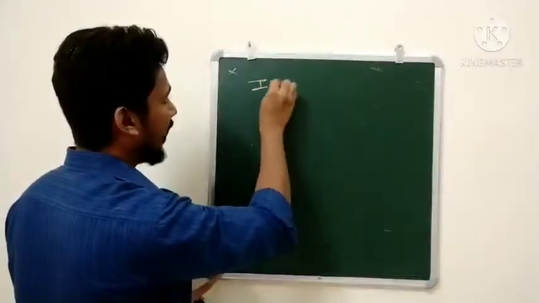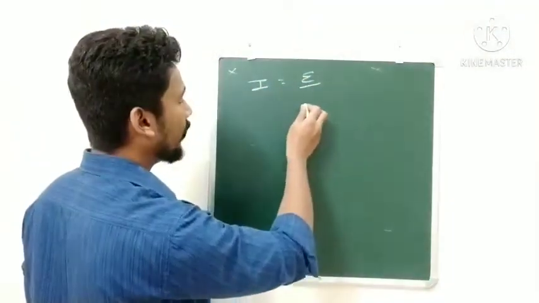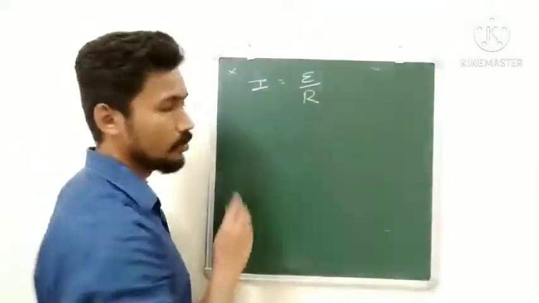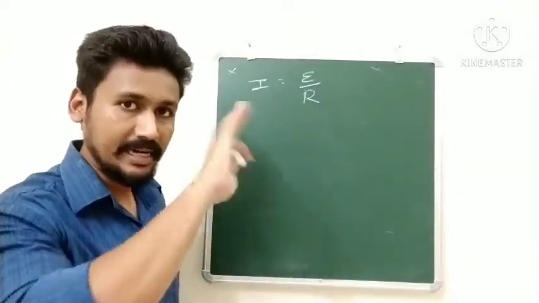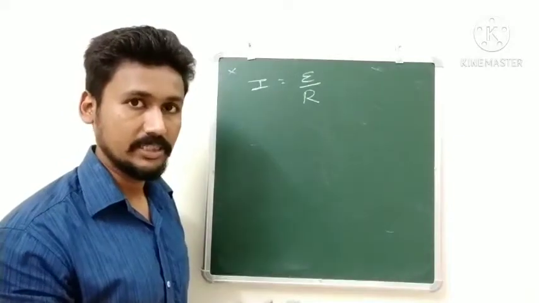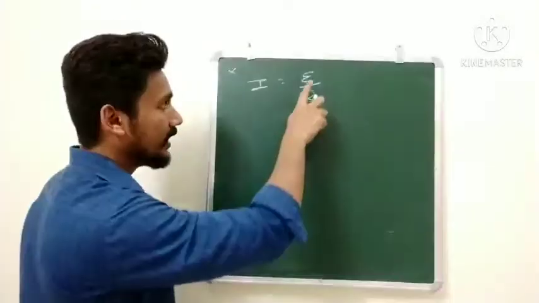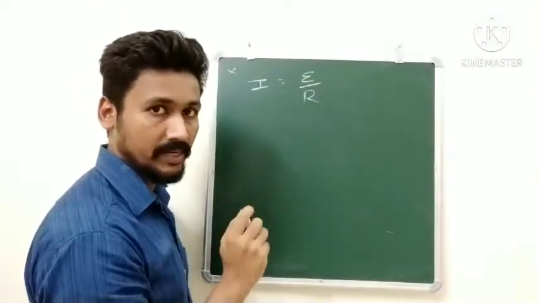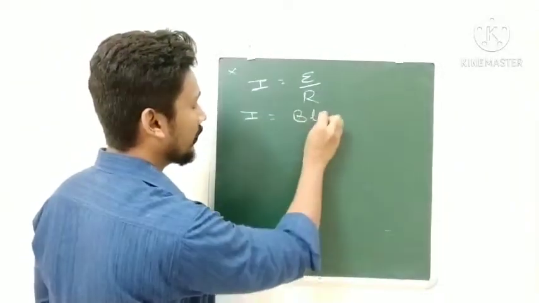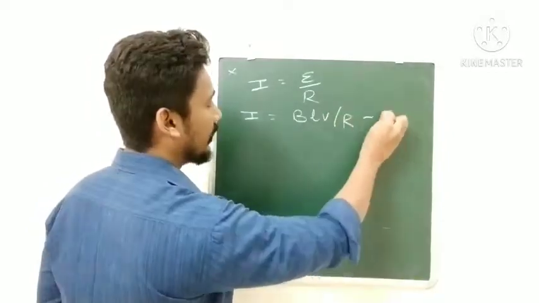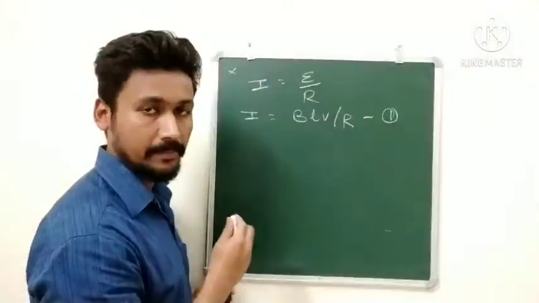So we can write I is equal to E upon R, okay, where R is the resistance. We are going to assume that the resistance of that loop does not change. Now we know that E is equal to BLV from the previous derivation. So this we can write as I is equal to BLV upon R. Let us call this our first equation.